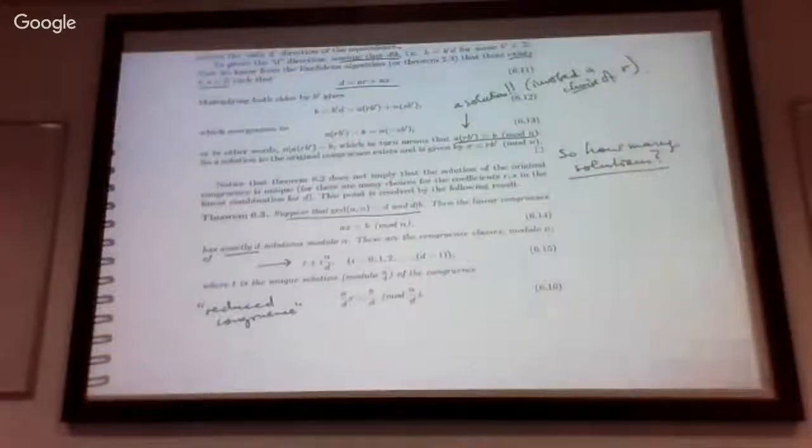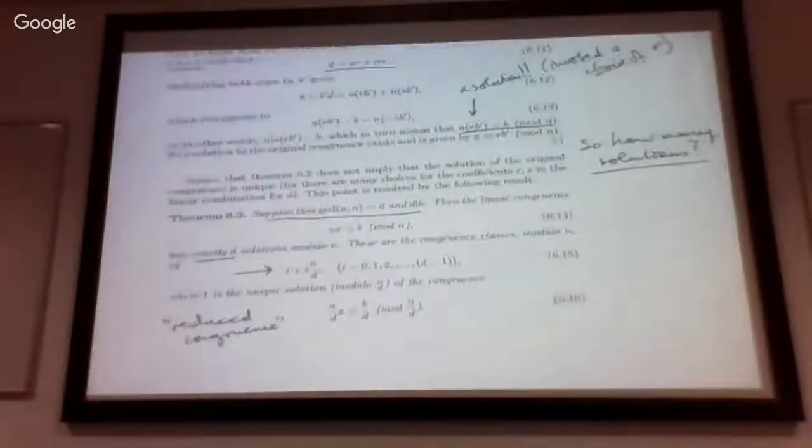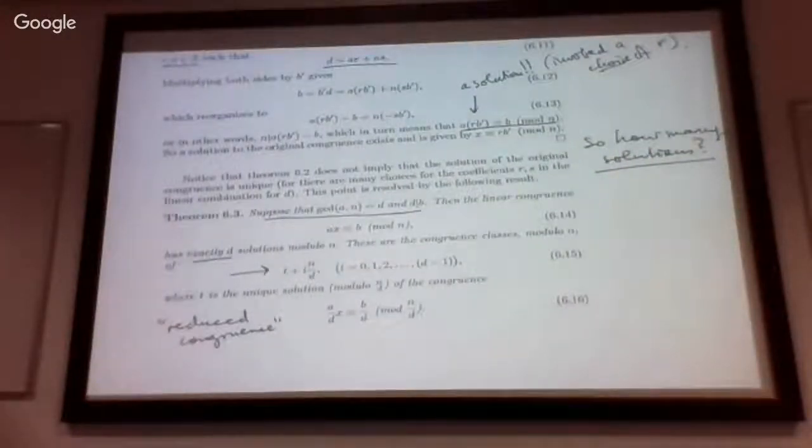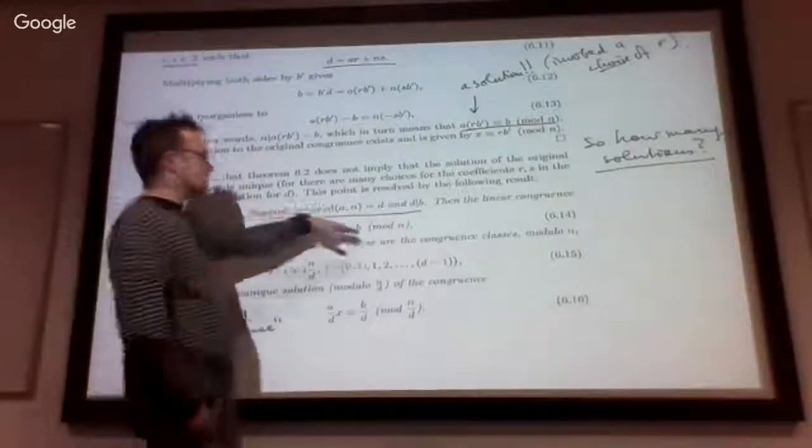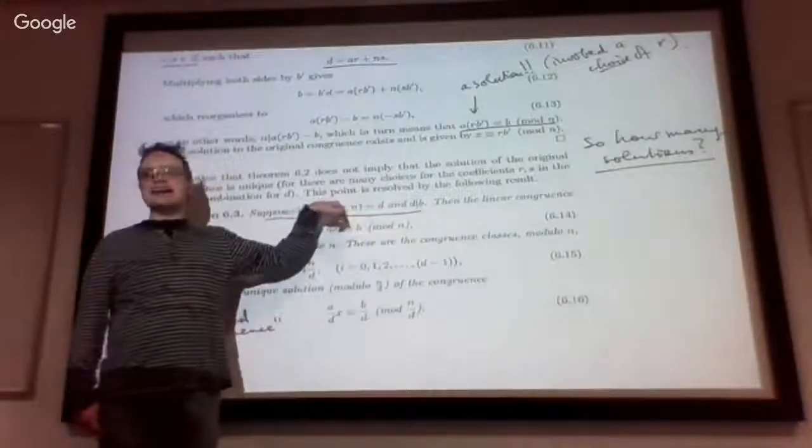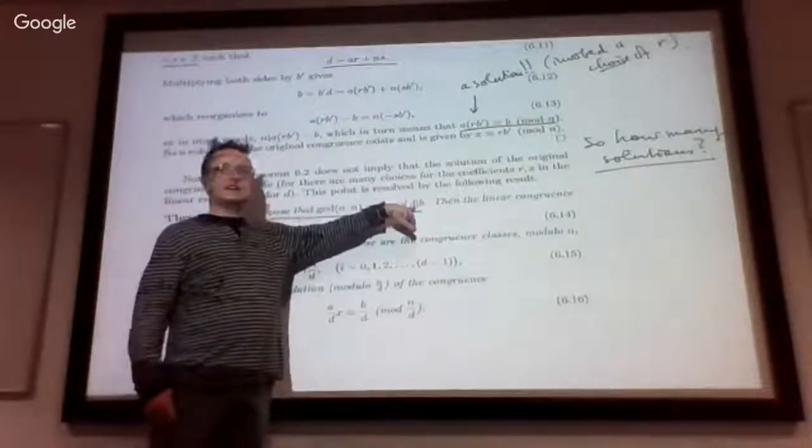So let's look at the statement. This is continuing the story from theorem 6.2. We're considering a linear congruence, ax congruent to b, and we're assuming that there are solutions. So the GCD of a and n, this number d, does divide b.